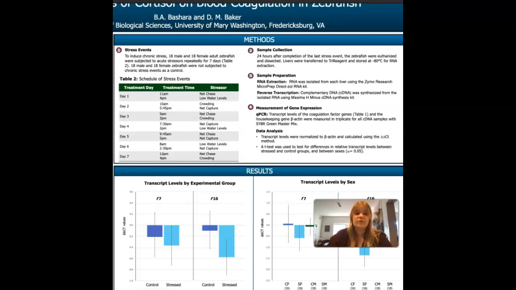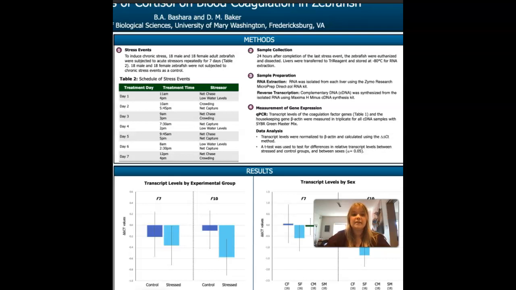The times at which these stressors were administered were changed daily to prevent the fish from becoming habituated to the stress events. The schedule of stress events can be seen here in Table 2. Additionally, 18 male and 18 female zebrafish were used as control and not exposed to the chronic stress environment. 24 hours after the completion of the last stress event, all fish were euthanized and dissected.